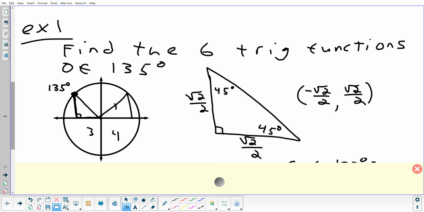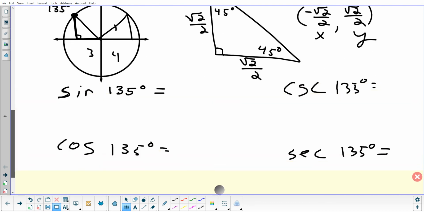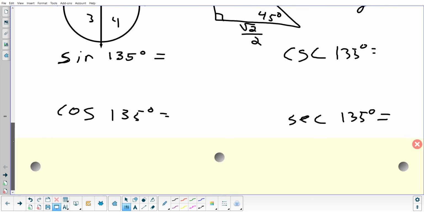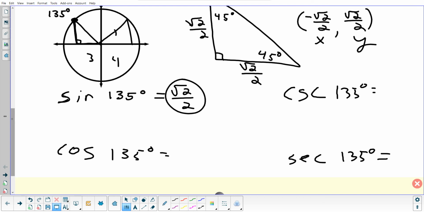All right, now that we've got the coordinate, we've got the x, we've got the y, we can go through and do what we've been doing all week. Okay, find the 6 trig functions. All right, so let's find it. Dylan, what would be the sine of 135? Square root of 2 over 2. Yep, that would be my y value, which is square root of 2 over 2. It does make a difference if you accidentally flip them, because they're not the same. So if you mix up the x and the y, it's going to mess things up.